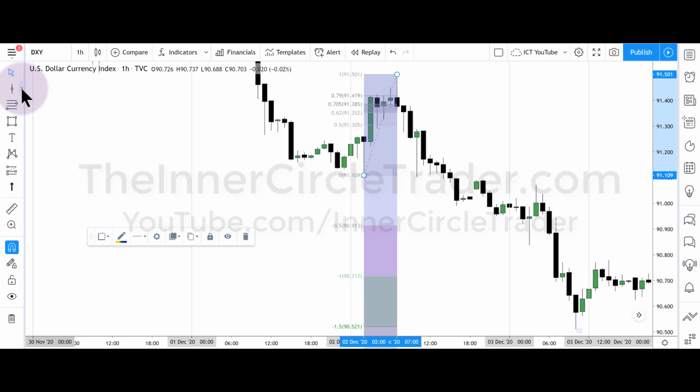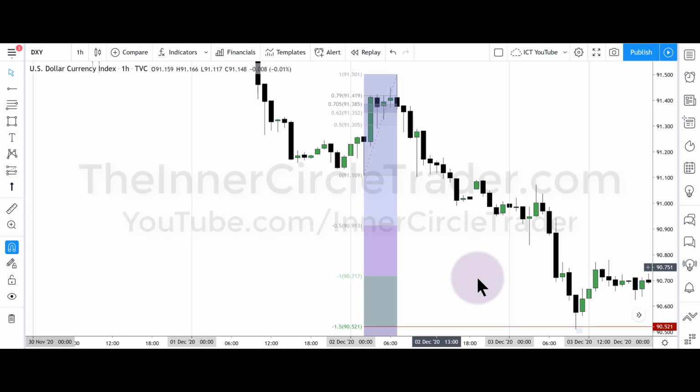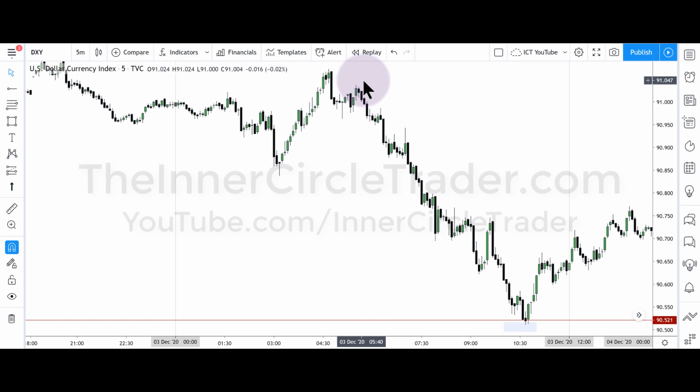90.521. Let's add that to our chart. Okay, and we're going to drop back down into that 5-minute chart. So here's the optimal trade entry on that particular day for London. Then we have it here for New York.